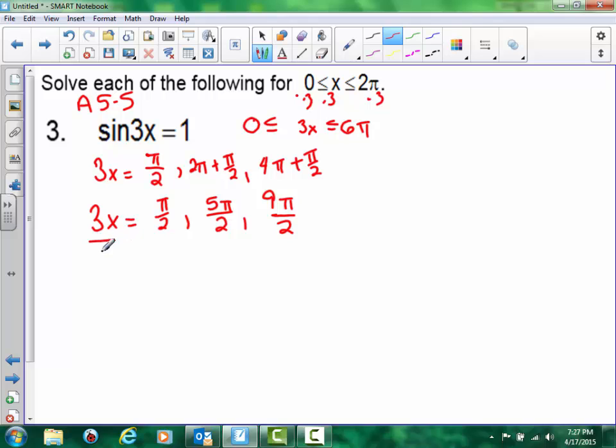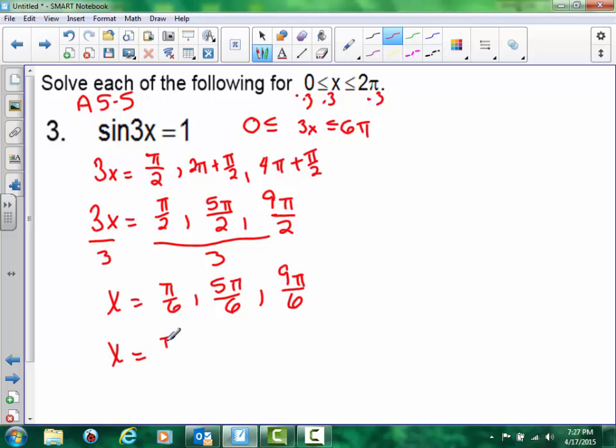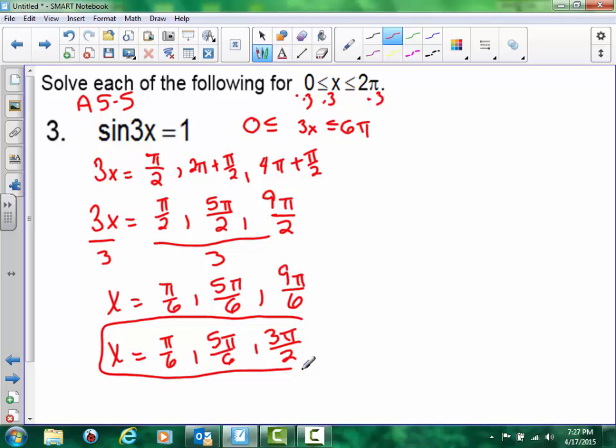So if we divide by 3, we end up with x equals pi over 6, 5 pi over 6, and 9 pi over 6. But we probably would not ever see 9 pi over 6 because that'll reduce. So x equals pi over 6, 5 pi over 6, and 3 pi over 2. Okay, now go get busy on your homework.